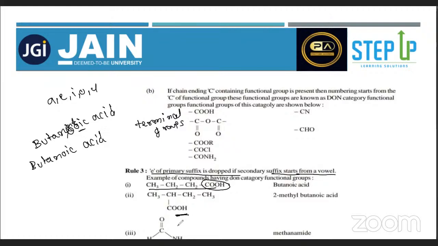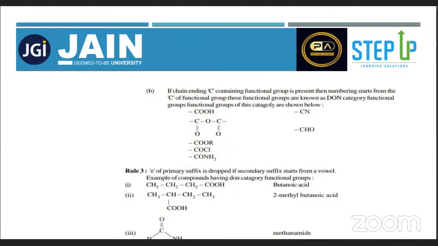Same thing for this butane. Now here also methanamide is written. Why methanamide? Because a methane group is there, one carbon is there, so the name should have been methaneamide. But because I have A here, this E will be dropped and the name will be written as methanamide. Okay, so wherever you see a vowel, you find out this.